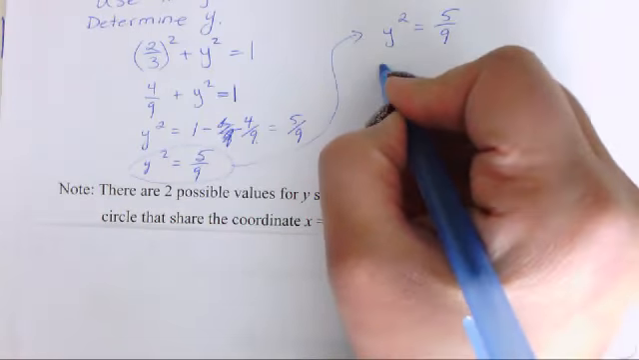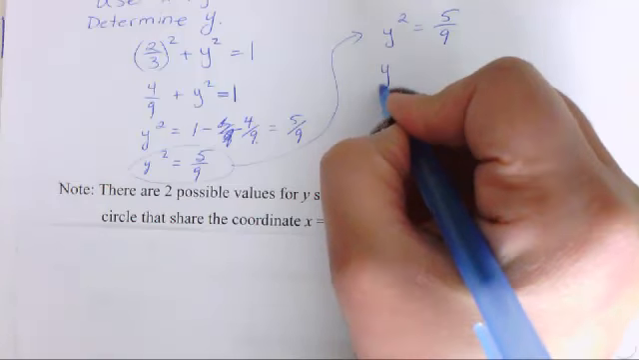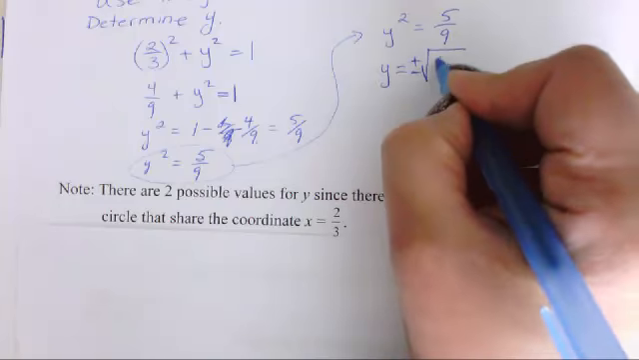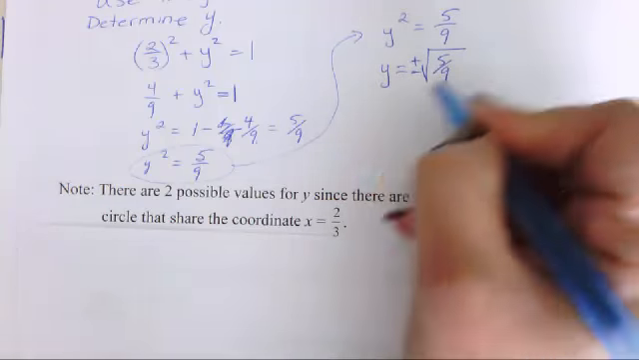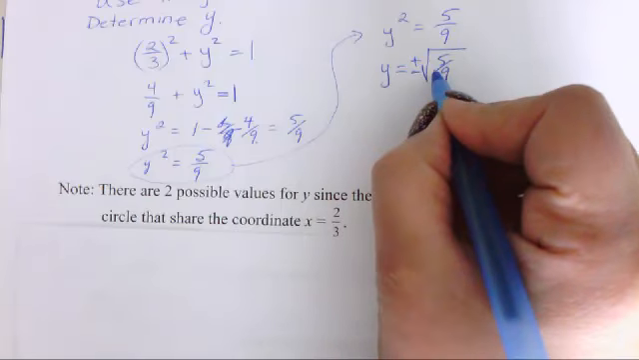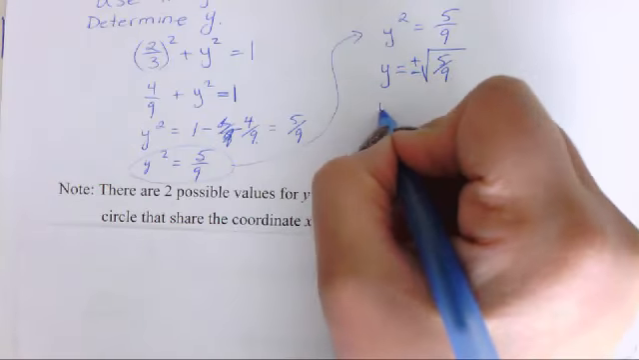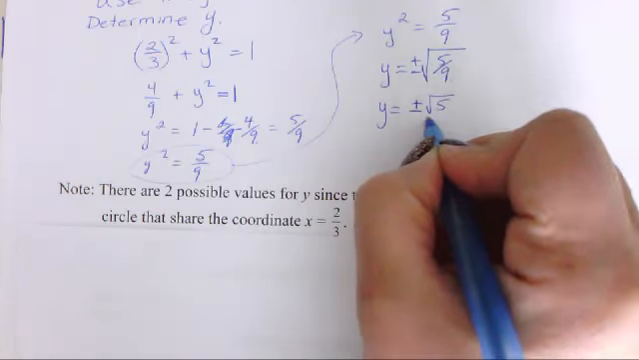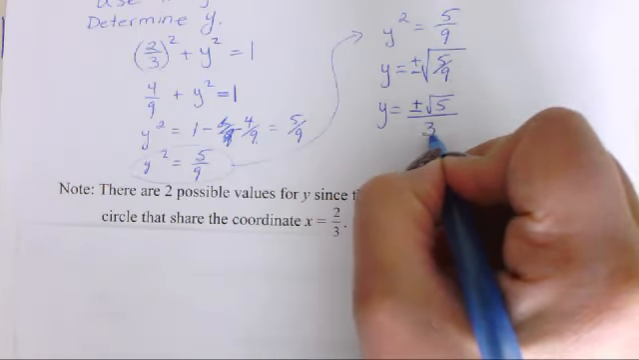Now, in order to isolate y, I need to square root both sides. So I get y equals plus or minus the square root of 5 over 9. Make sure you have that plus minus in front of the square root, not inside. And take the square root of what you can. So I'm going to have plus minus root 5. I can take the square root of 9, which is going to be 3.